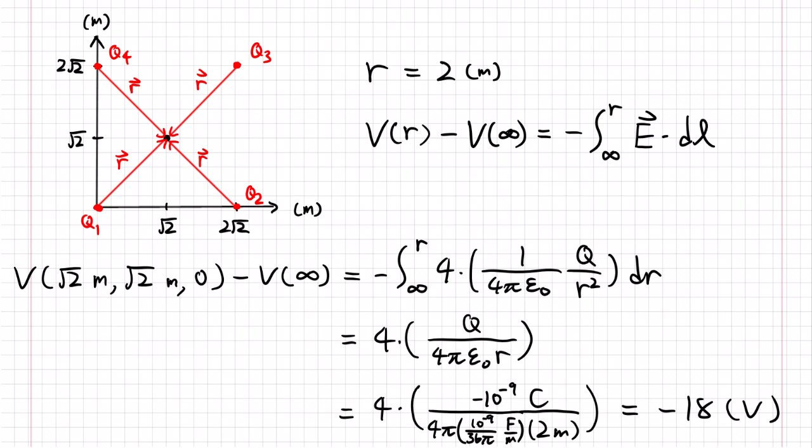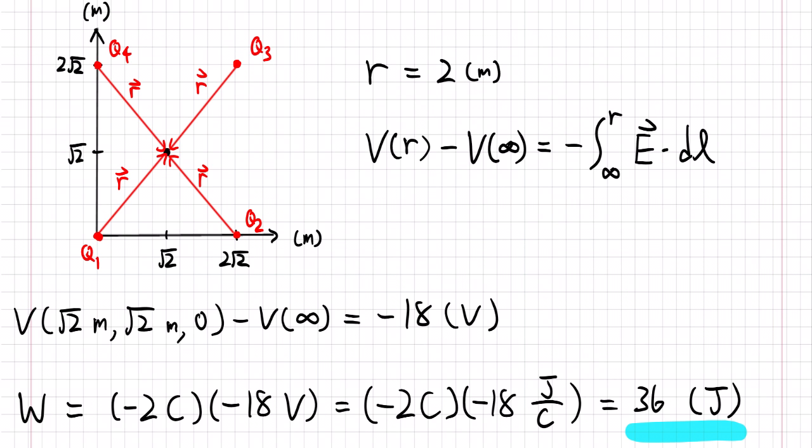Next, we can start finding the potential difference between infinity and the assigned coordinate. Each charge has its own electric field, and we know that superposition holds with Coulomb's law. We can combine all electric fields to find the potential difference due to multiple charges. After plugging in the values, we find that the potential difference is negative 18 volts.